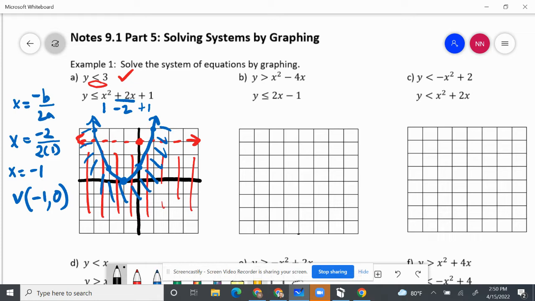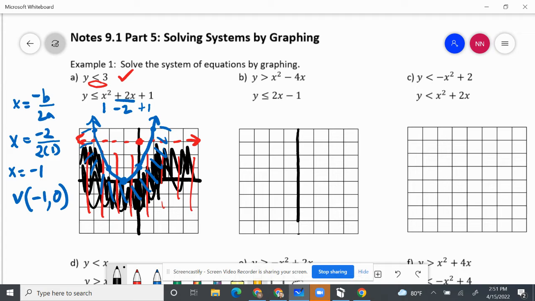And the answer is where they cross. And we see that it crosses all in here. So I darken it to make sure everybody knows what the answer is. So looking at letter B, we're going to do the same thing.